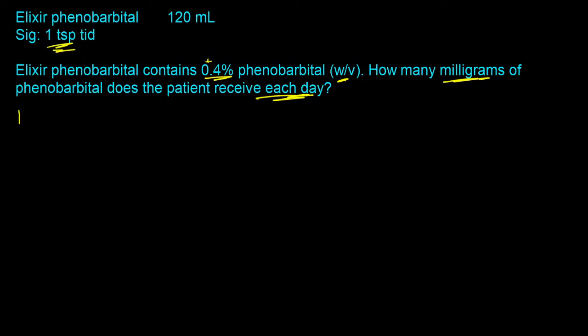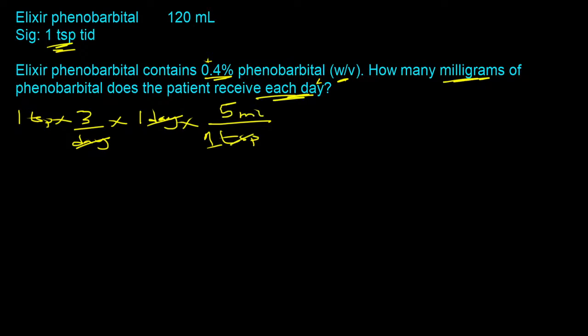So it's 1 teaspoonful and it's 3 times a day. So 3 times per day. And basically we are interested in what the patient will get each day. So 1 day, so at this point the days cancel out. Now we are still in teaspoonful. We need to convert the teaspoonful to milliliters. So 1 teaspoonful is basically 5 milliliters. So this ends up giving us 15 milliliters volume. That's what the patient will take each day.